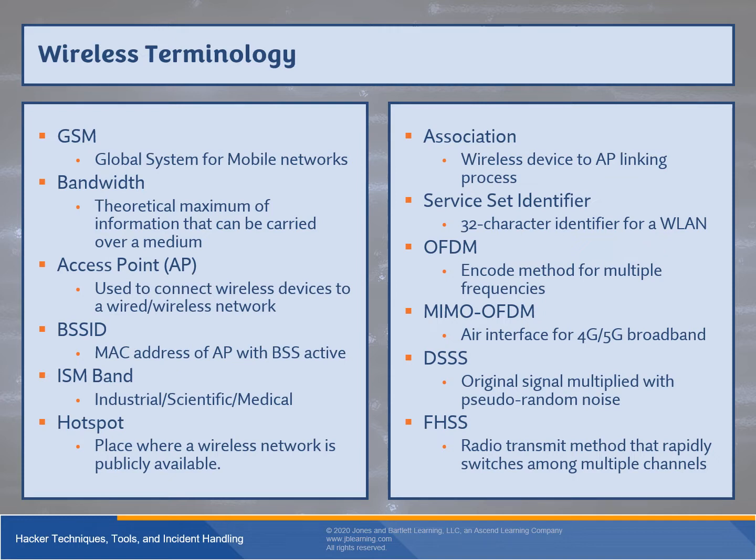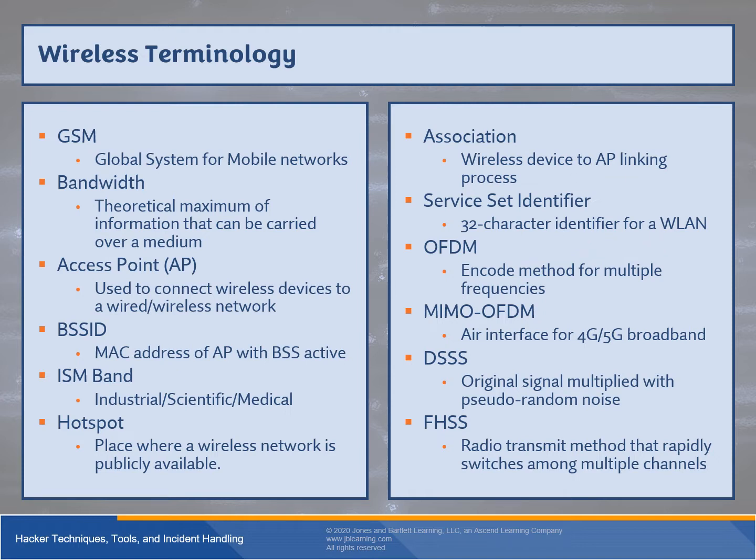BSSID, Basic Service Set Identifier. This is a MAC address of an AP with BSS active, the basic service set of the device. So this is very close to an SSID, or service set identifier, which is the name of the network that we would be used to seeing. ISM band, this is a specific set of frequencies that are commonly used by the industrial, scientific, and medical industries. Hotspot, it's a place where wireless networks are publicly available.